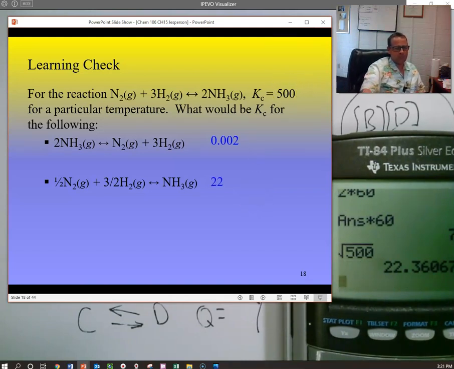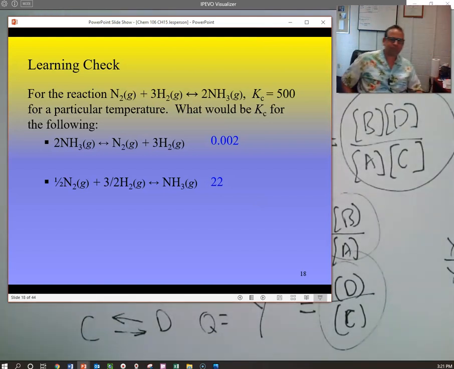Okay? Do you follow that? Yeah, that makes sense. So if it was like 1/3 N2 plus 1 H2 over 2/3, would it just be like the cube root of 500? If it was 1/3, so you're saying if you're taking 1/3 of this reaction here? Yeah, that's right. Okay.